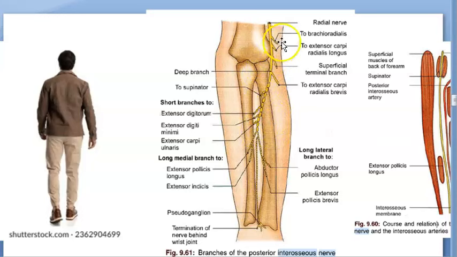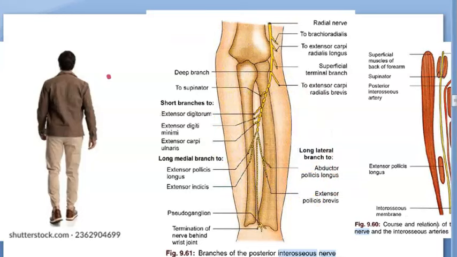Okay. So what are the branches? The branches you have seen: a branch to the extensor carpi radialis brevis, to the supinator, and one more branch in the supinator. Then short branches to extensor digitorum, extensor digiti minimi, and extensor carpi ulnaris. Then you have long branches on this side, a medial branch and a lateral branch. The medial branch goes to extensor pollicis longus and extensor indicis. The lateral branch goes to abductor pollicis longus and extensor pollicis brevis. Most of them have the word extensor in them. Remember, all these are muscular branches.